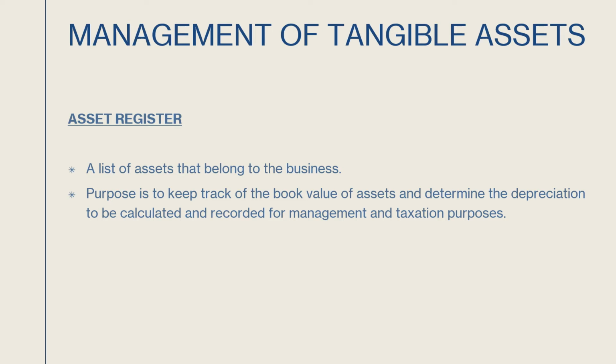Okay, so the purpose of keeping an asset register is to keep track of the book value of our assets. So you'll see on the asset register, we're going to enter the cost price, so how much we paid for it originally. Then we're going to keep record of every single year when we make provision for depreciation, so that we can calculate at any given point in time what the book value, the carrying value, the market value is of this asset, obviously for reporting purposes.